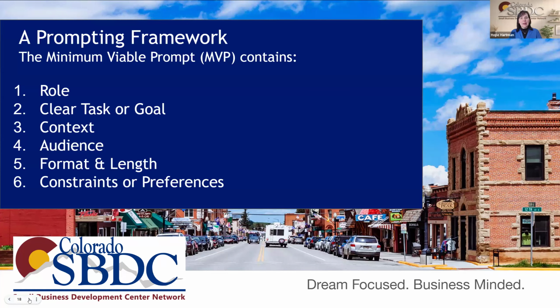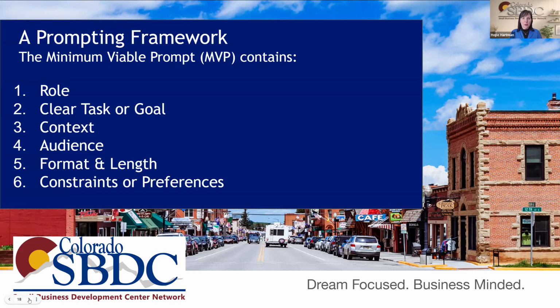Okay, now this is really key. Good prompts equal good outputs. And most people I've encountered that have had a negative experience with AI, the truth is they didn't know how to prompt at the time. So there are 6 elements to a good prompt. This is the prompting framework. We call it the MVP, not to be confused with the minimum viable product or the most valuable player. It's the minimum viable prompt. And these are the 6 elements it contains: the role, clear task or goal, the context, the audience, format and length, and constraints or preferences.